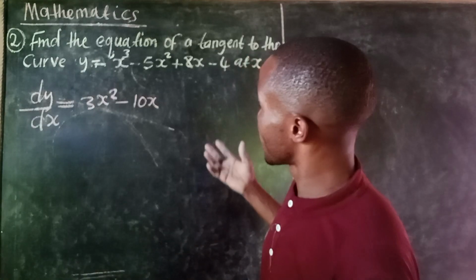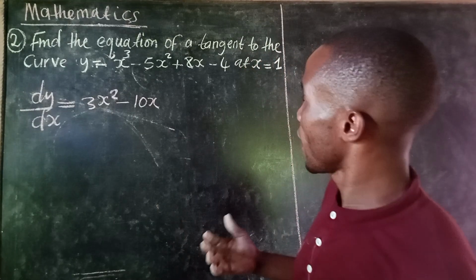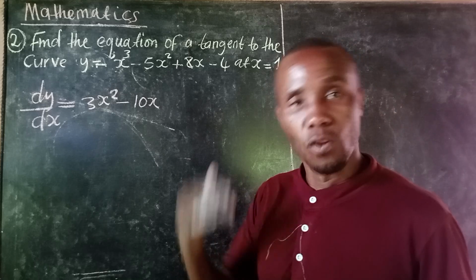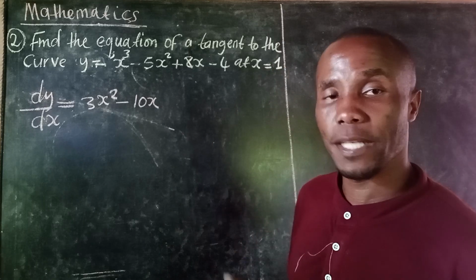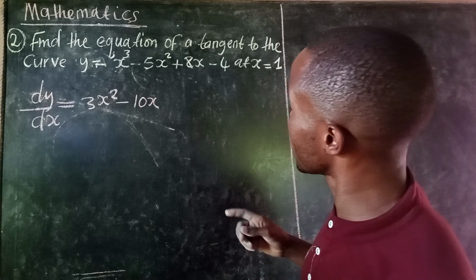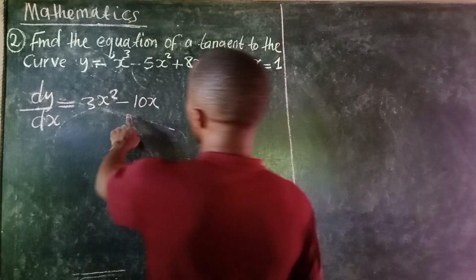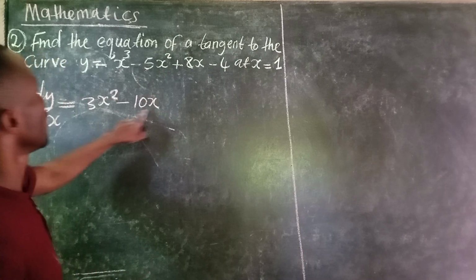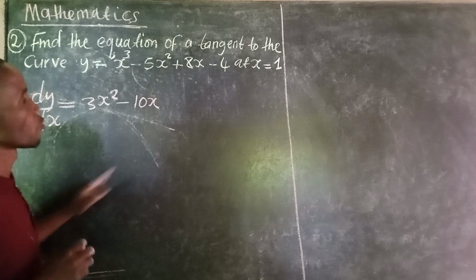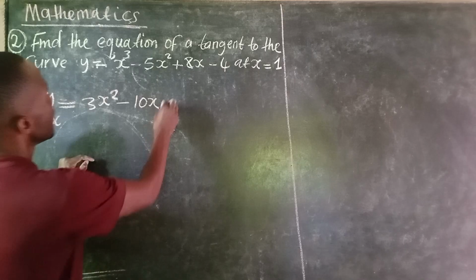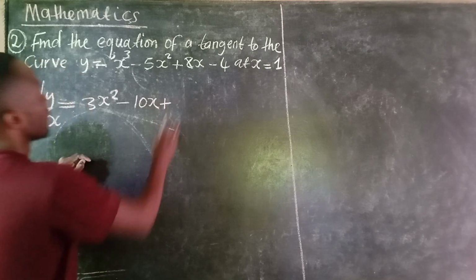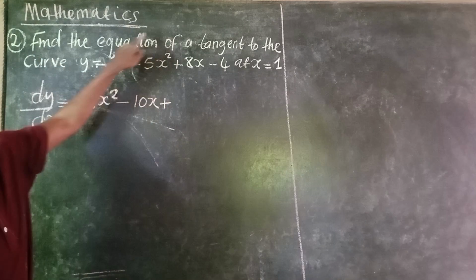Any letter, any number which has got no power, just know that that particular letter is raised to power 1. So even if we just leave it like this, we are saying the power there is 1. So leave it like that. Then plus c. So we have differentiated this one as well.